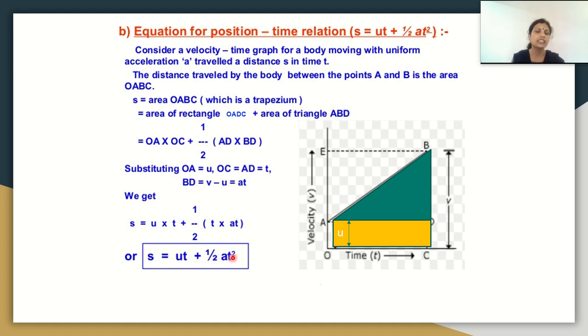And this is the second equation of motion. The second equation of motion is the relation between position and time. Right, children? So quickly, can you tell me what is the first equation of motion? Yes, V is equal to U plus AT. And the second equation is S is equal to UT plus half AT square.